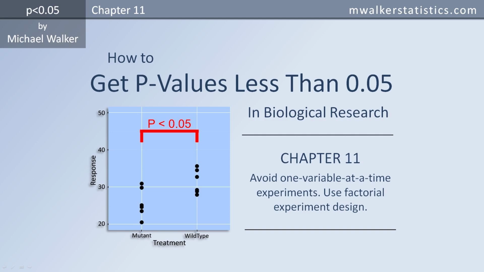How to get p-value less than 0.05 in biological research. Chapter 11. Avoid one variable at a time experiments.